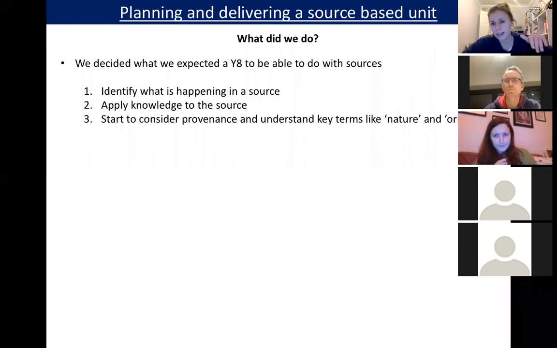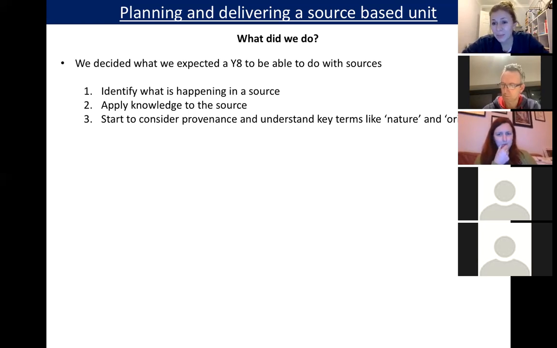And then the next bit we decided, what do we want year 8s to be able to do with sources? It's not realistic of us to say, let's have them doing usefulness in year 8. That's a really hard skill. And I work in a comprehensive with 1,800 pupils. We have a huge range. We have kids with a reading age of 8 years old, and we have kids with a reading age of 18 years old. So trying to make sure we knew what we wanted in a year 8 to be able to do was really important.